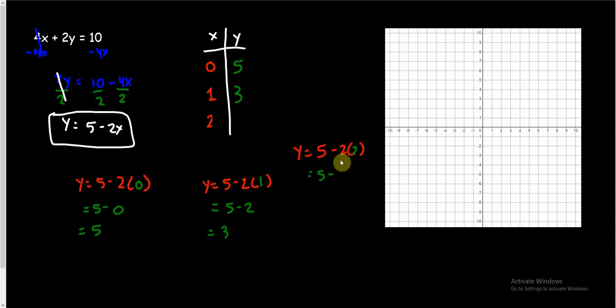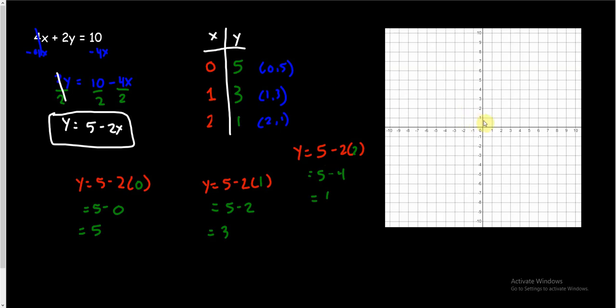5 minus 2 times 2 is 4. 5 minus 4 is 1. Nice. Okay, so I got all these ordered pairs. This is the ordered pair 0, 5. This is the ordered pair 1, 3. And this is the ordered pair 2, 1. So we should be able to graph these 3 points.